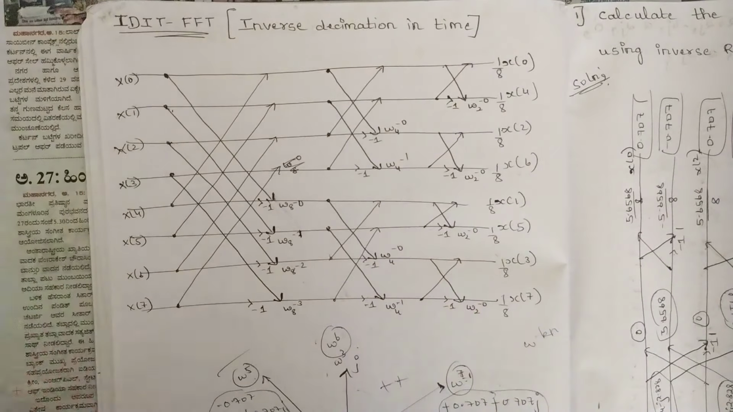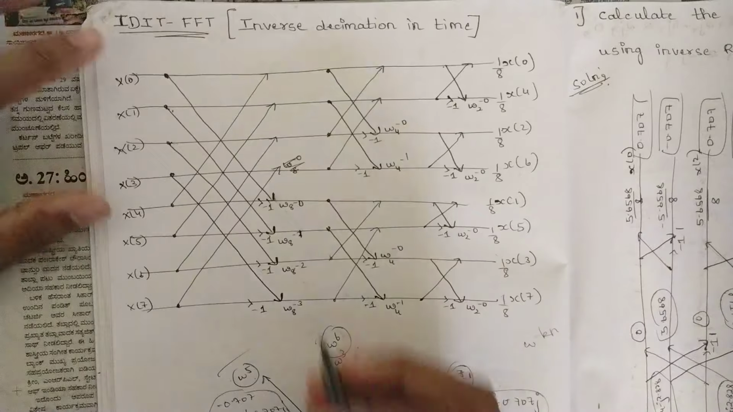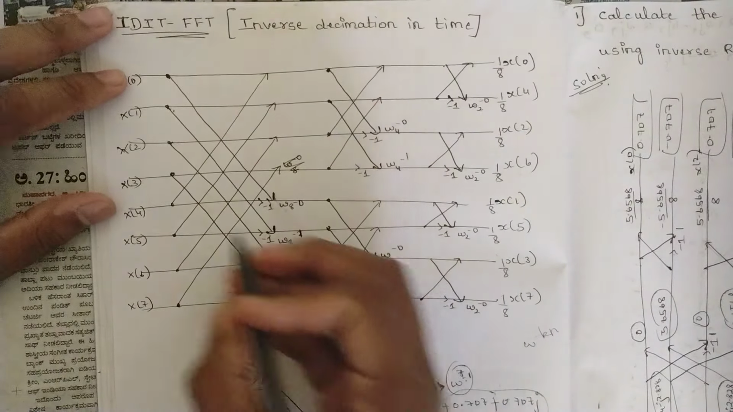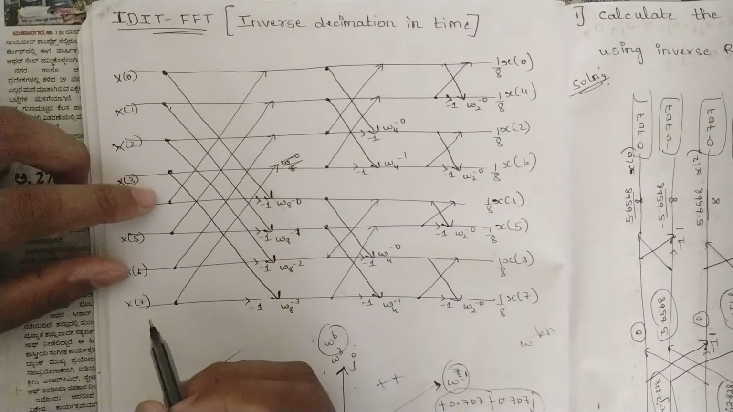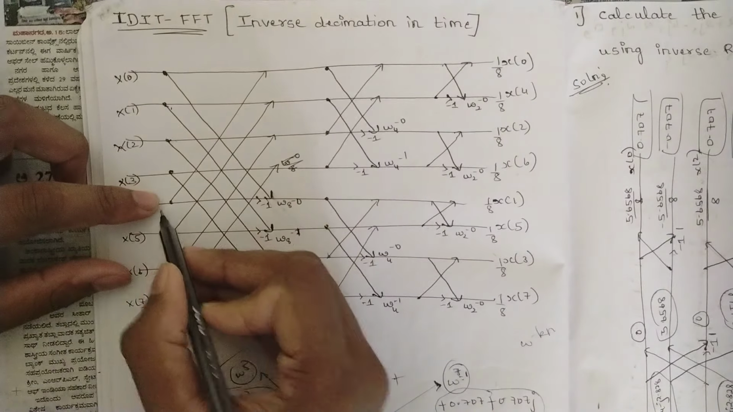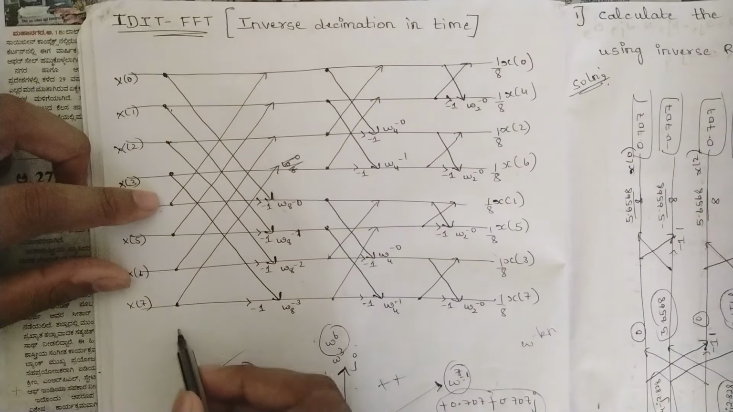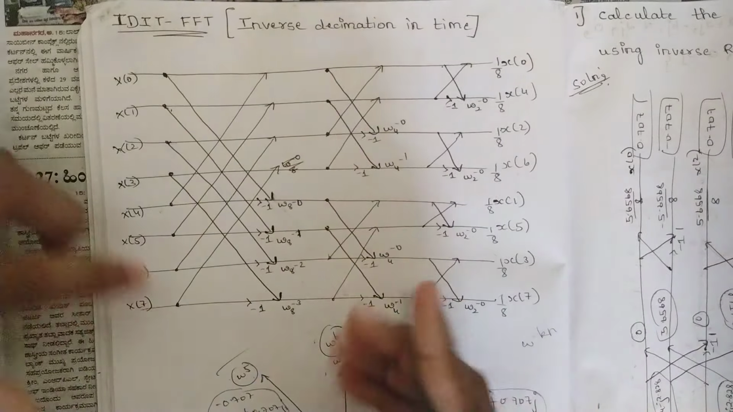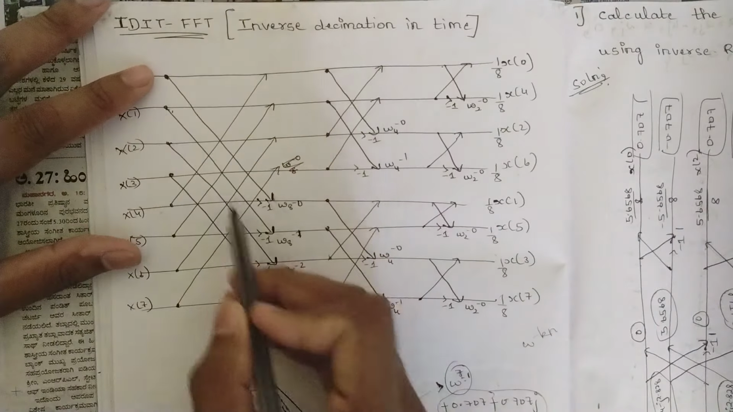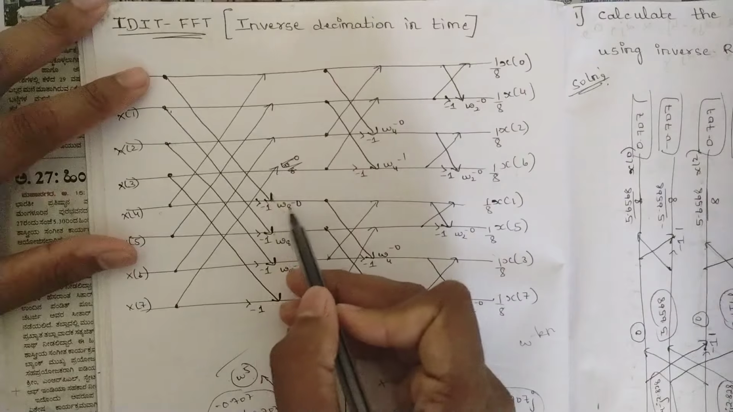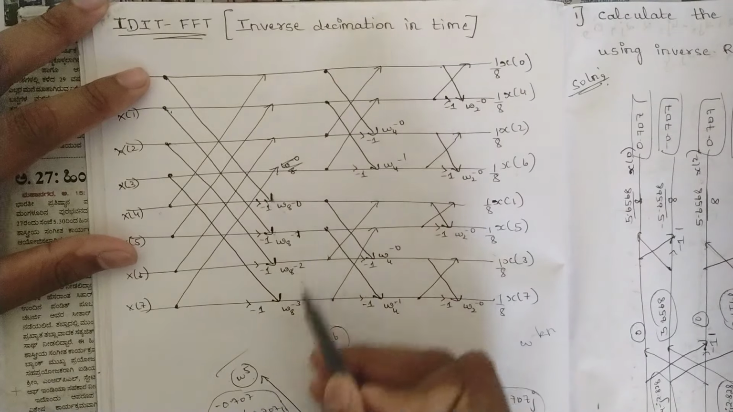One more change is in the inputs here. The downward arrow of -1 is common, as I have told you. In DIT, we would write W8 to the power 0 and so on on the input side. In case of IDIT, where the downward arrow meets, at those output points we should write these values, W8 to the power -0, -1, -2, -3.